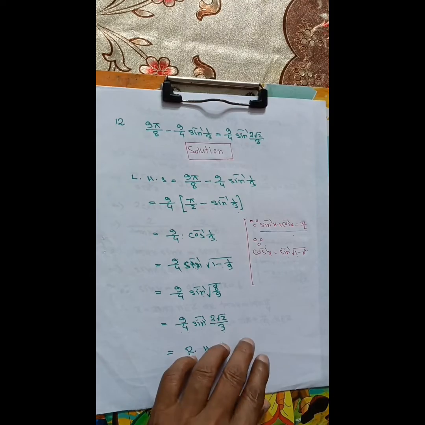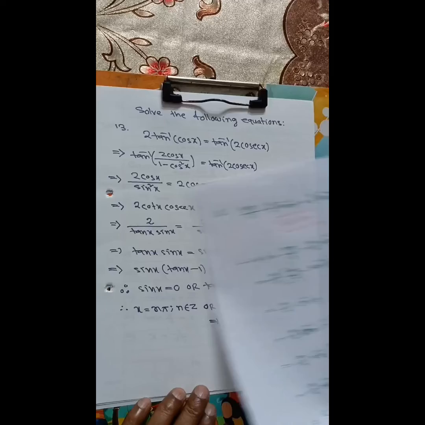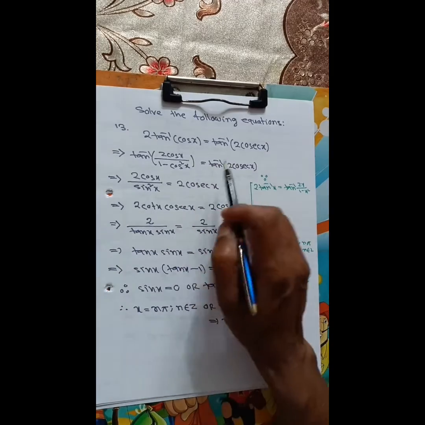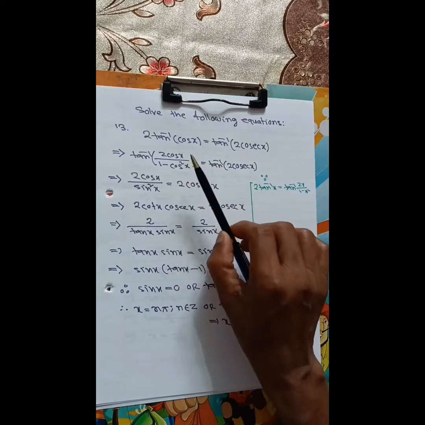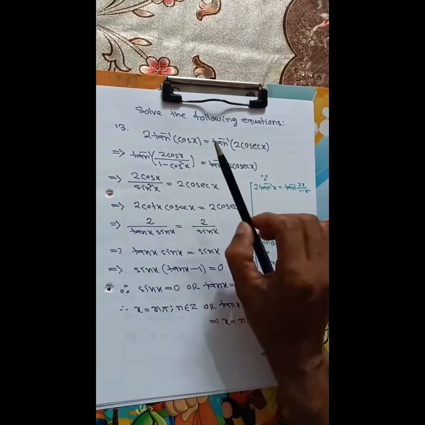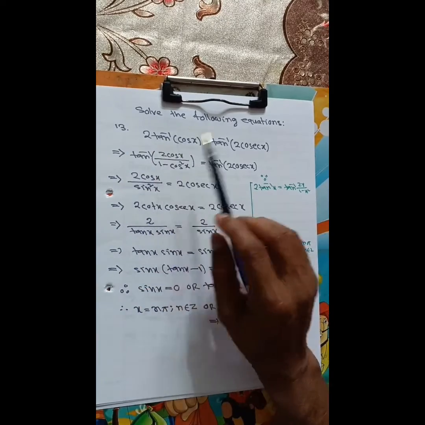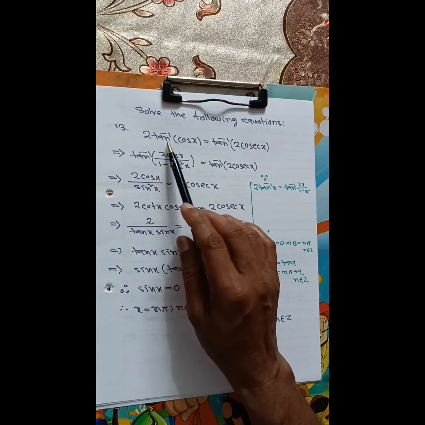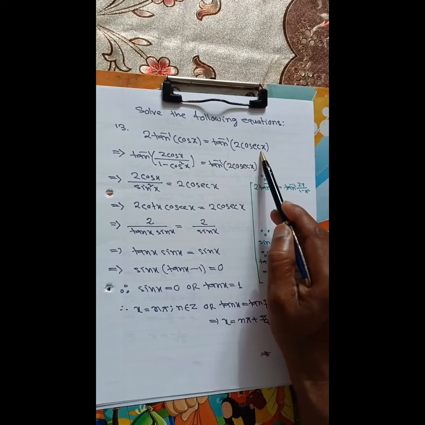Thank you. Next we are going to discuss problem number 13. Solve the following equation. That is a new type of problem. Question 13. The question is given: 2 tan inverse cos x equal to tan inverse 2 cosec x.